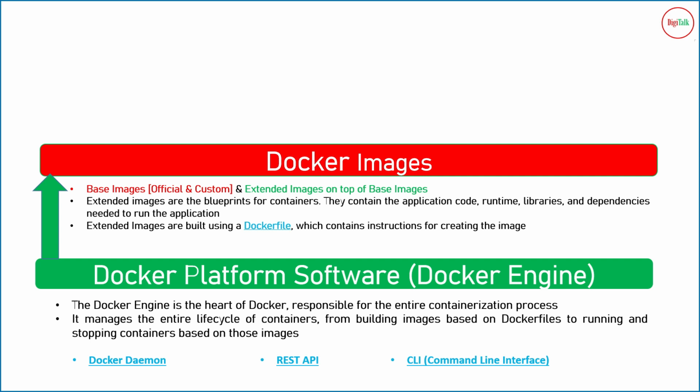So extended images are the blueprint for containers. They contain the application code, runtime libraries, and dependencies needed to run the application. And extended images are built using the Dockerfile, which contains instructions for creating the images.